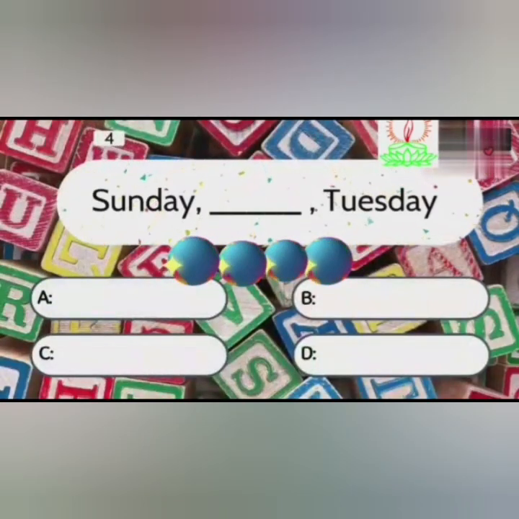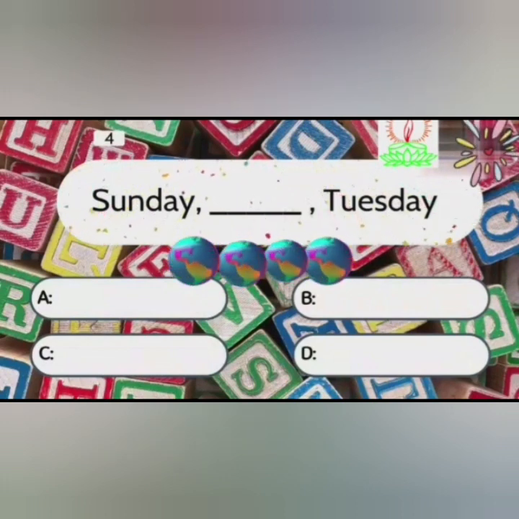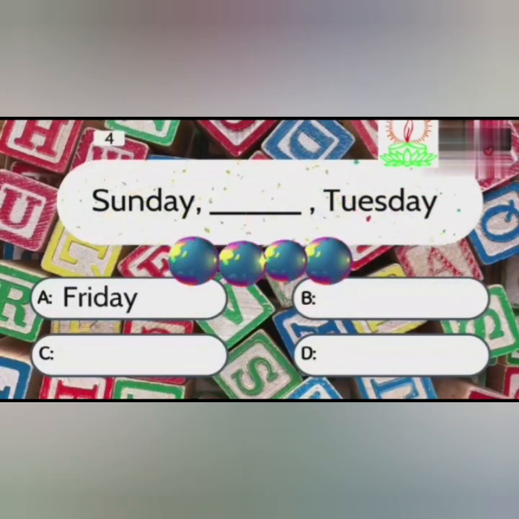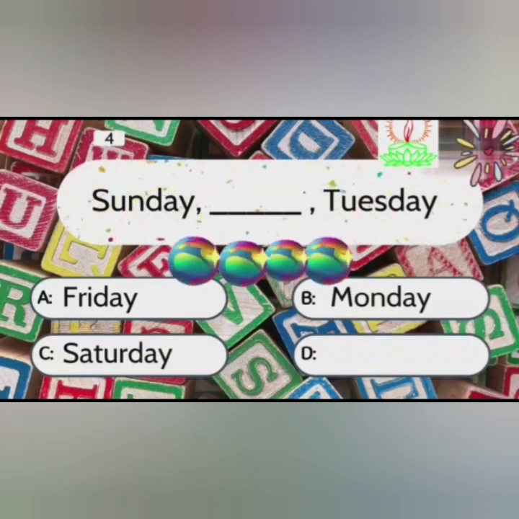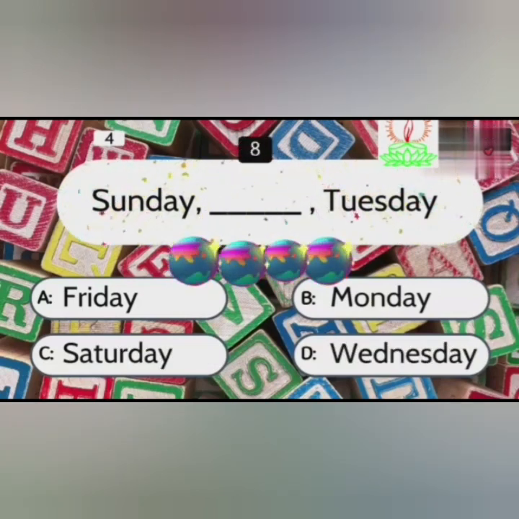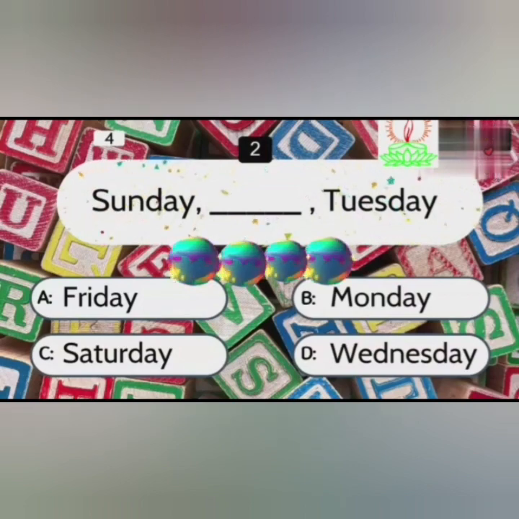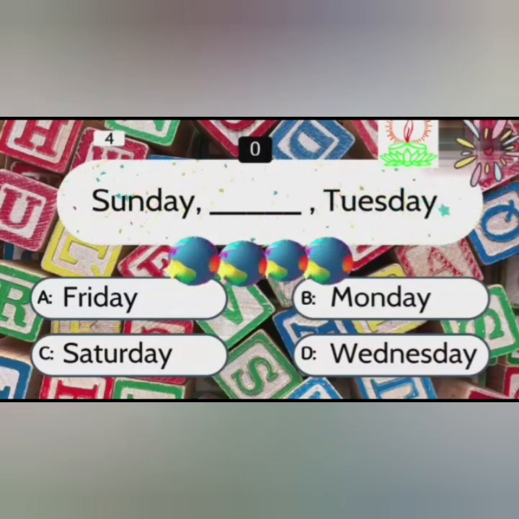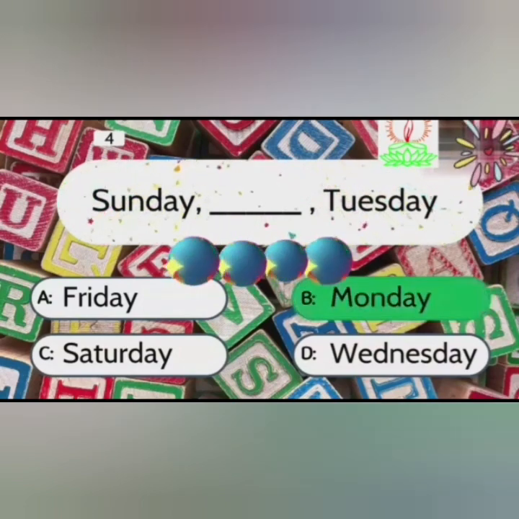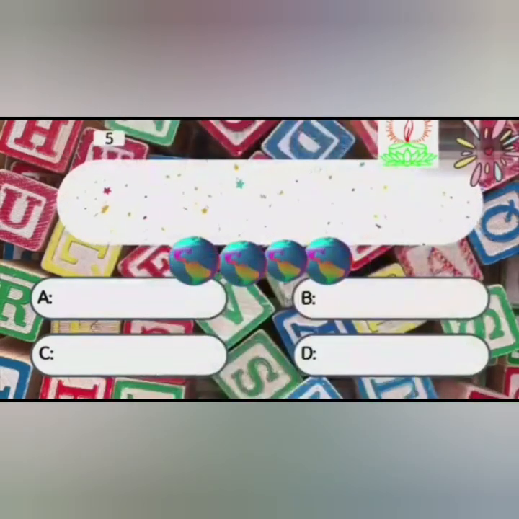Next question is Sunday, then dash and then Tuesday. So what comes after Sunday? Your option is Friday, Monday, Saturday or Wednesday. Come on children, tell me, what comes after Sunday? Sunday, then Monday. Yes, you're right, Monday. Very good children.